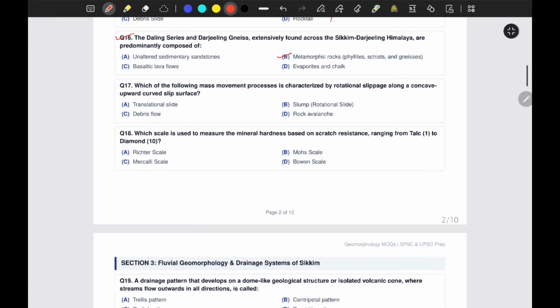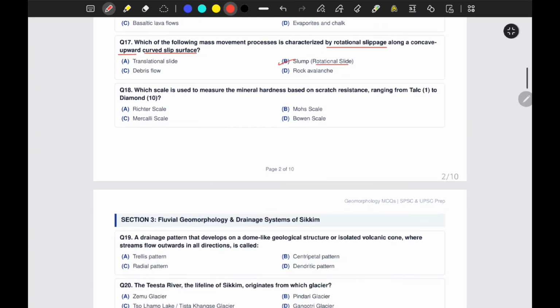Question number 17. Which of the following mass movement process is characterized by rotational slippage along a concave upward curved slip surface? The options are translational slide, debris flow, slump, or rock avalanche. The correct answer is option B, slump. Rotational slide, see, it's given in here, so I shouldn't have given it here. Question number 18. Which scale is used to measure the mineral hardness on a scratch resistance ranging from talc 1 to diamond? Richter scale, Mercalli scale, Mohs scale, or Bowen scale?